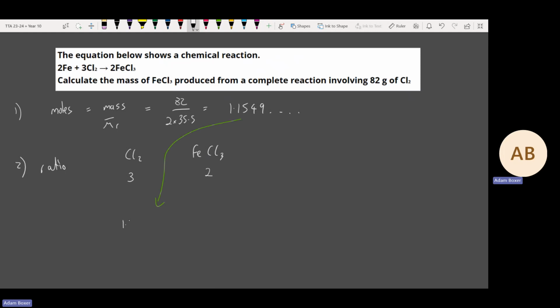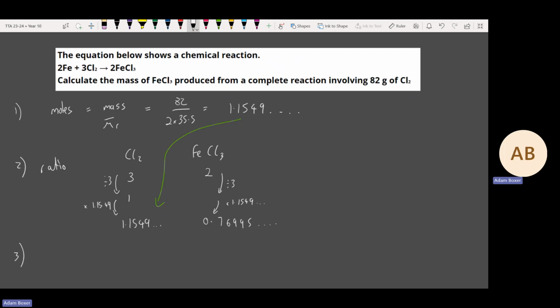So it's 1.1549, etc. This is a slightly harder ratio to deal with. So I'm going to divide by 3 to get 1, and I'm going to times by 1.1549, and I'm going to do exactly the same on this side. And that is going to give me 0.76995, etc. Now step 3 is going to be to work out the mass.